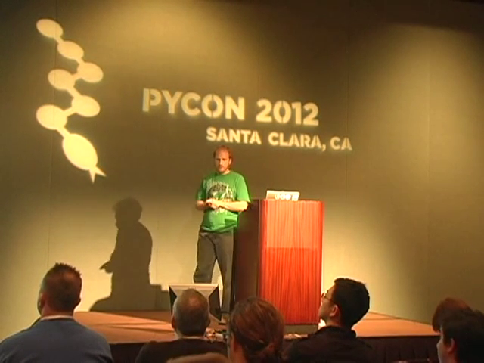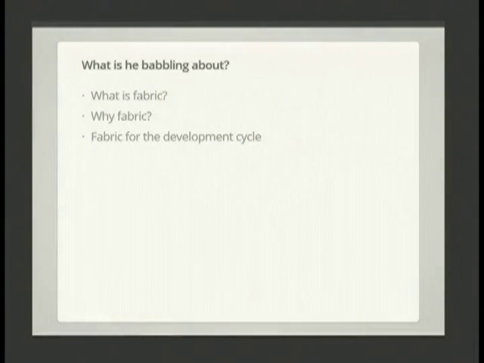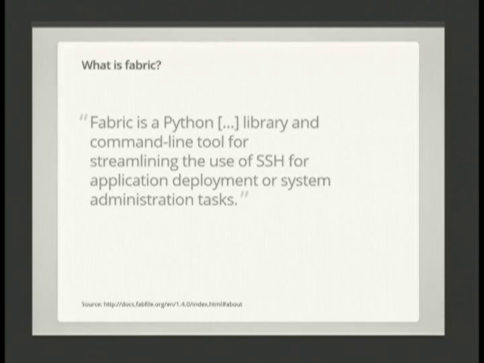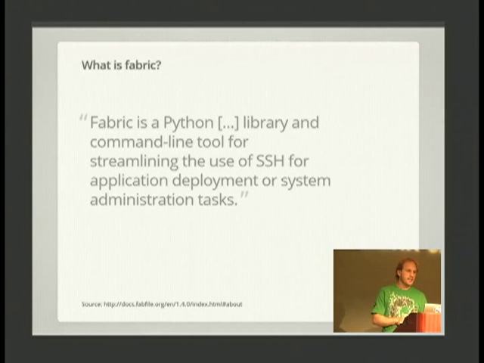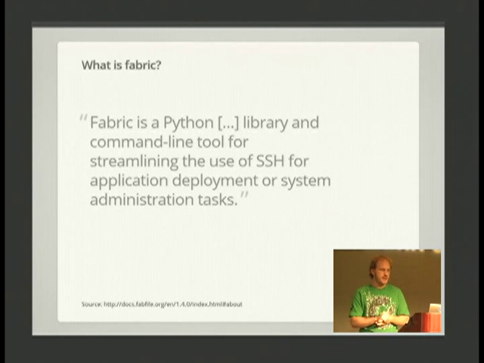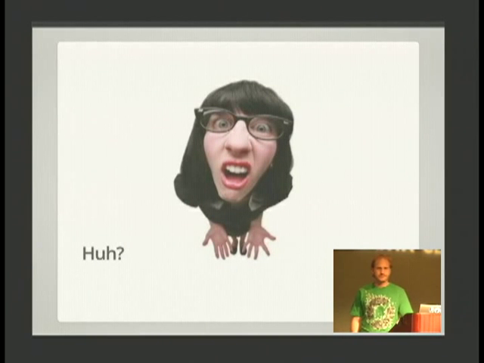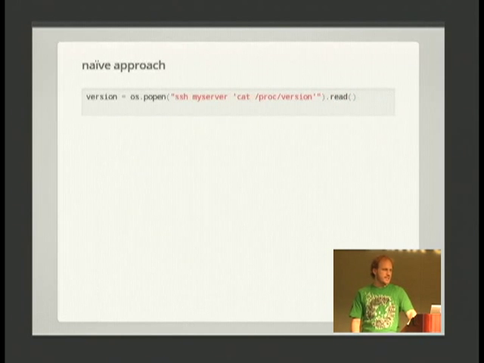I'm going to talk about what Fabric is, why we chose to use Fabric, and how we use it for the development cycle. So let's get on with this. What is Fabric? According to its definition, it's a Python library and command line tool for streamlining the use of SSH for application deployment or system administration tasks. So this definition is evidently extremely clear. So let's go a bit into what it is exactly.